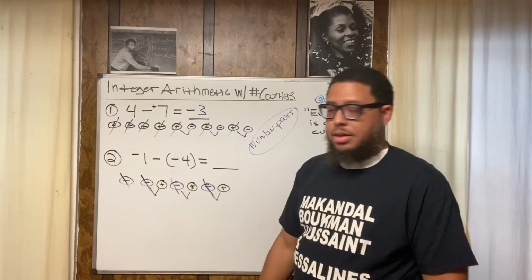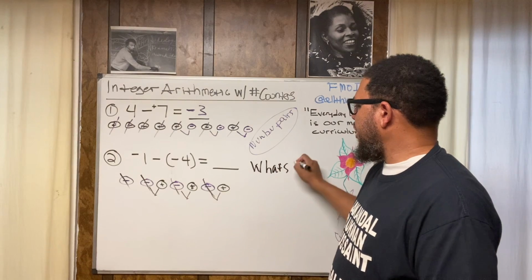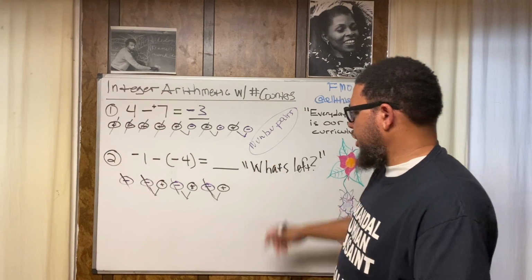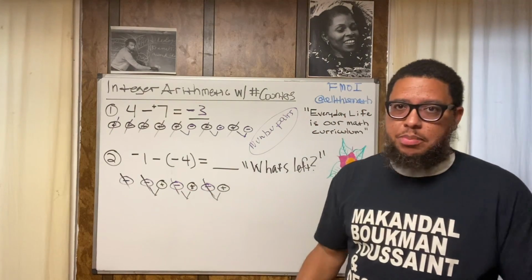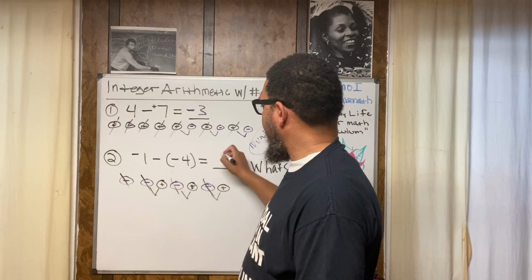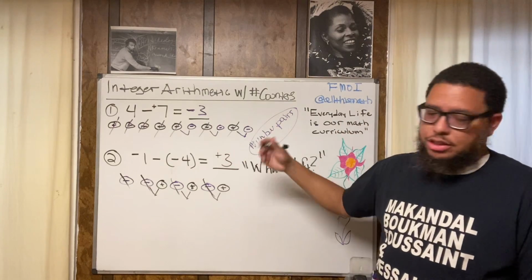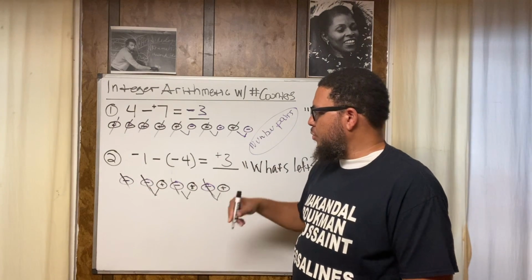What's left? Ask yourself that question whenever you do this method. What's left? We got 1, 2, 3 positives. Three positives. And that's why -1 minus -4 is equal to +3. We don't usually write that positive sign, right? I just felt like writing it just because. All right, +3. -1 minus -4 is equal to +3.